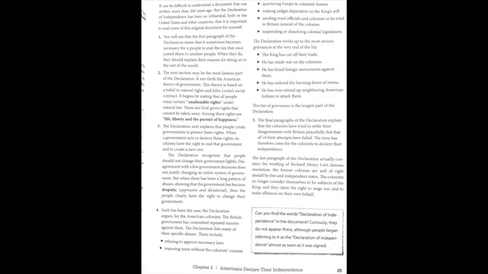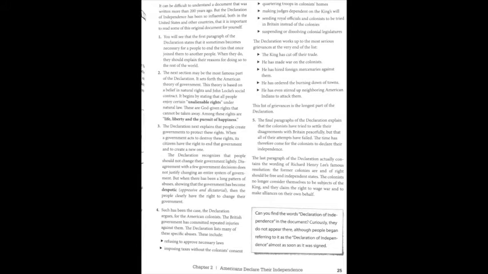3. The Declaration next explains that people create governments to protect these rights. When a government acts to destroy these rights, its citizens have the right to end that government and create a new one. The Declaration recognizes that people should not change their government lightly. Disagreement with a few government decisions does not justify changing the entire system of government. But when there has been a long pattern of abuses, showing that the government has become despotic, which is oppressive, and dictatorial, which means like a dictator, then the people clearly have the right to change their government.